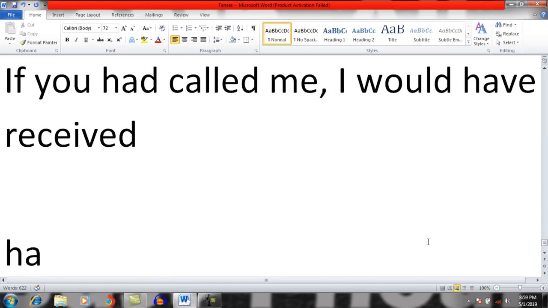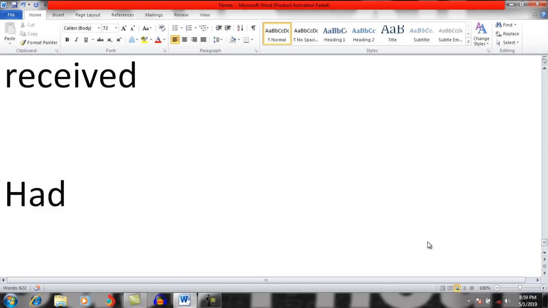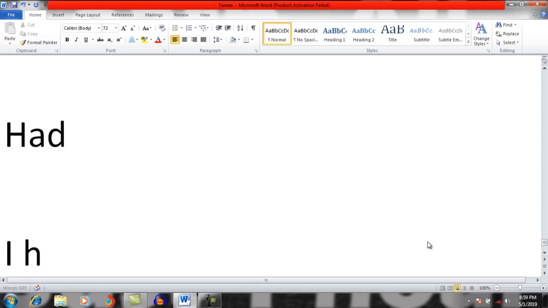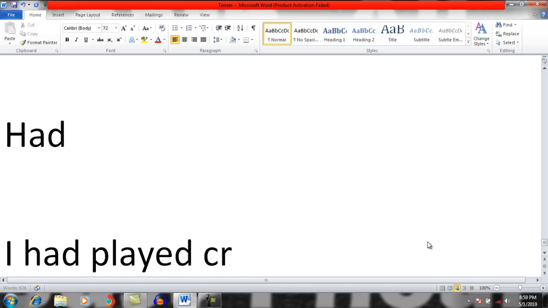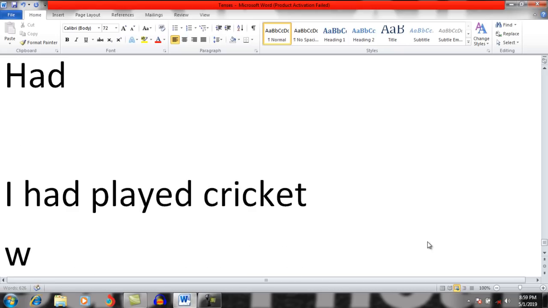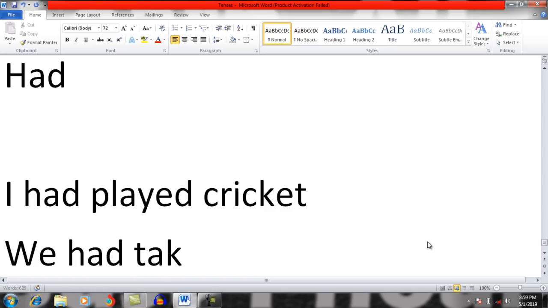We have just one helping verb, and that is had, which we can use with first person, second person, and third person pronouns. The formula is simple: subject plus had plus the third form of the verb and then the object. Like this: I had played cricket. We had taken lunch. So in such situations we can use past perfect.